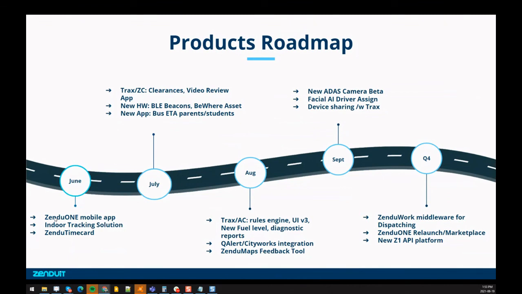Facial AI driver assignment. We're leveraging AI and facial information a lot more, and there are a lot more tools we have to see what we can do with that. We're also working on device sharing with tracks, which we talked about today. And then in Q4, we're working on our Zendu Work application as middleware. A lot of companies use other ERP systems, and they don't necessarily need a whole dispatching solution. They just need the mobile app. So we're bridging that.